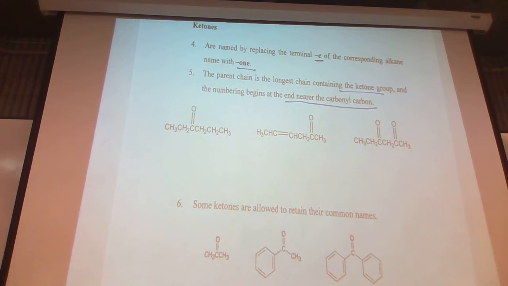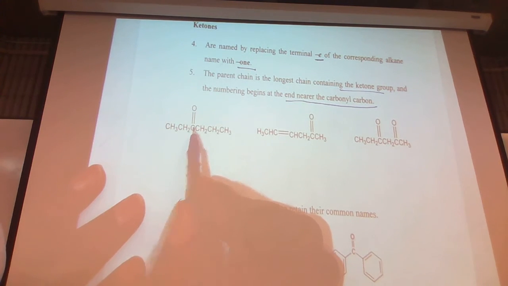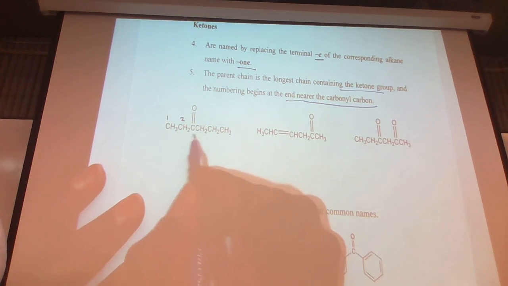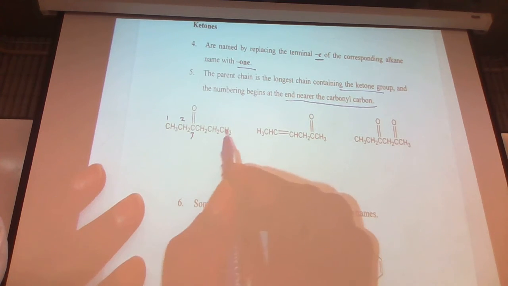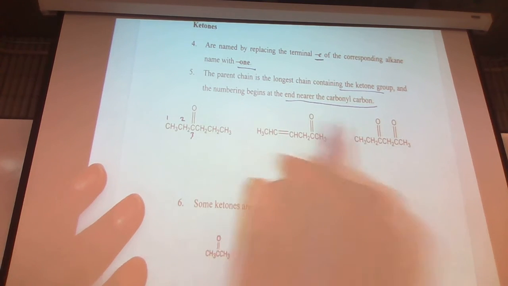So let's look at these few examples here. We could start from here, this would be 1, 2, 3. But if you start from your right to your left, it will be 1, 2, 3, 4. So you have to start from your left to your right.